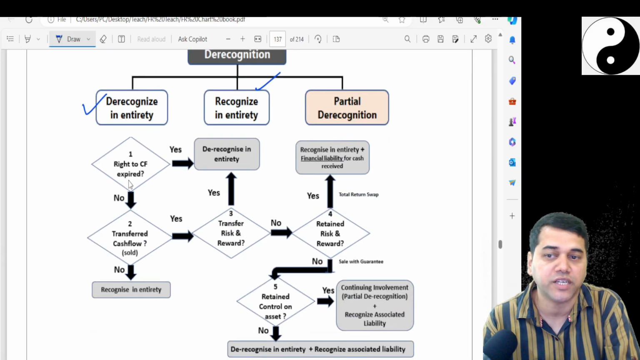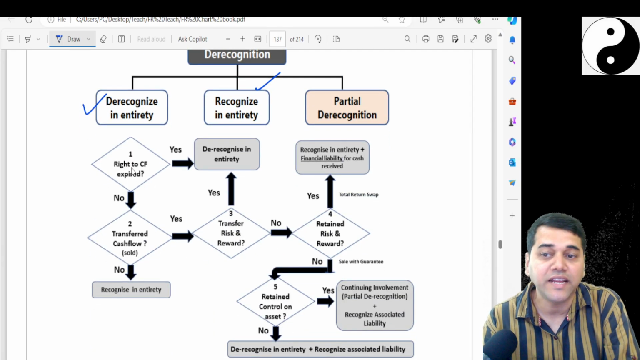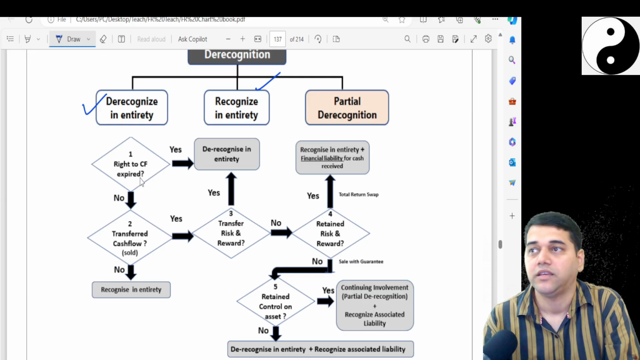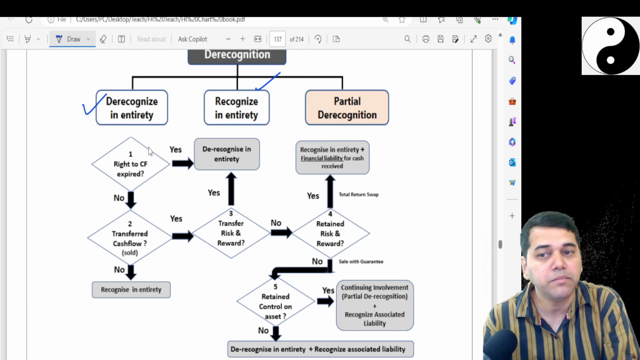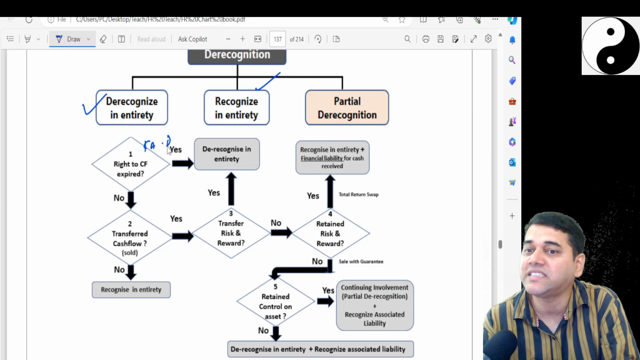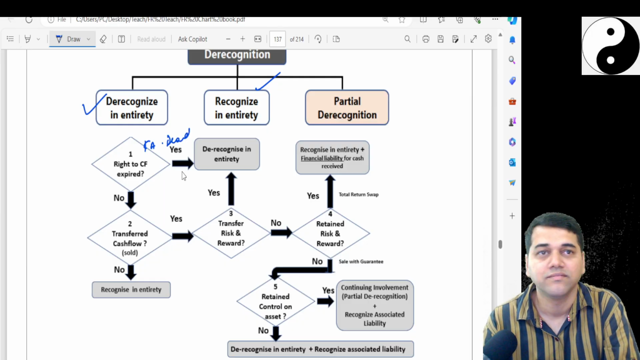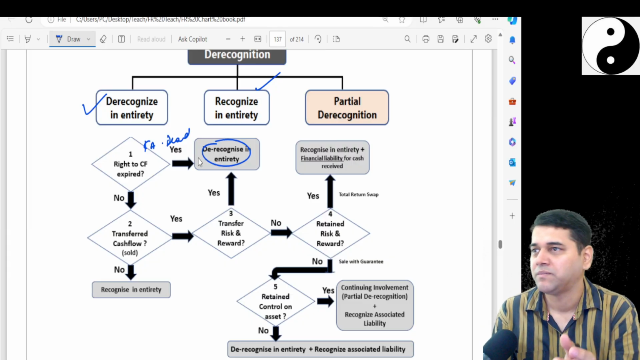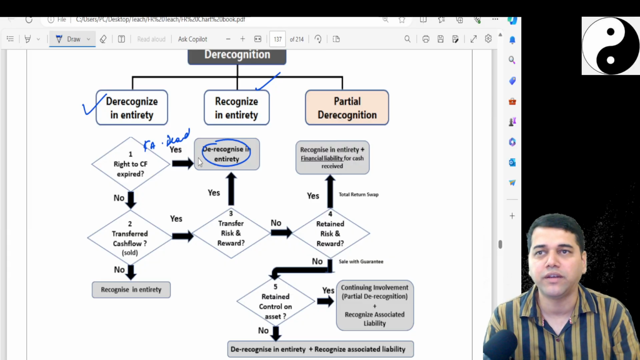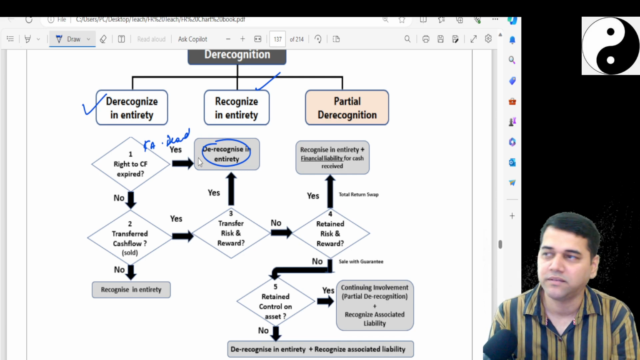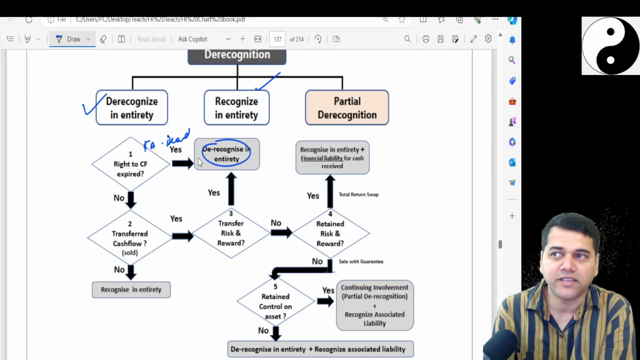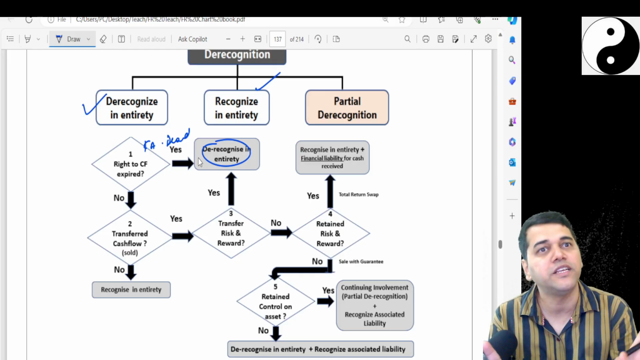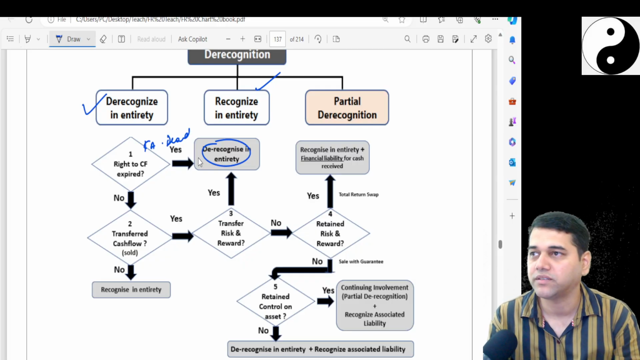Now, what is my starting point? First, I need to check, has my right to the cash flow expired? If your answer is yes, that means that financial asset is dead. Derecognize entire. There is nothing more now. Because a dead asset you cannot transfer to anyone. Who is going to buy in the market? Somebody is going to buy the asset only if he has got a right to receive the cash. Cash flow itself finished. Remove it.